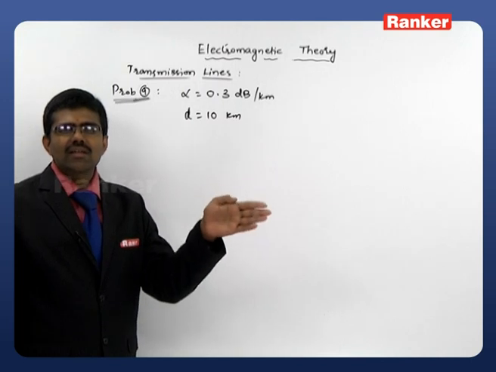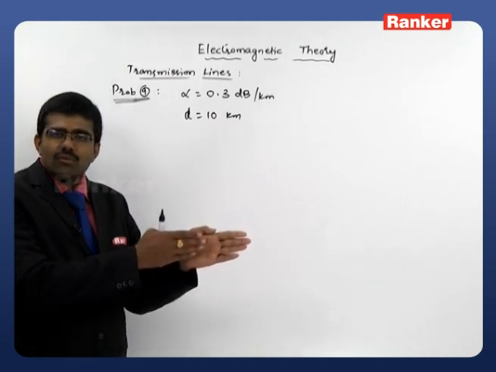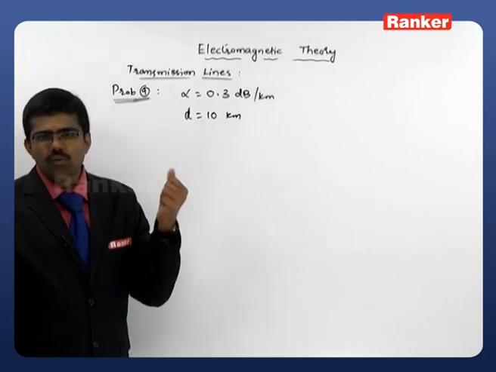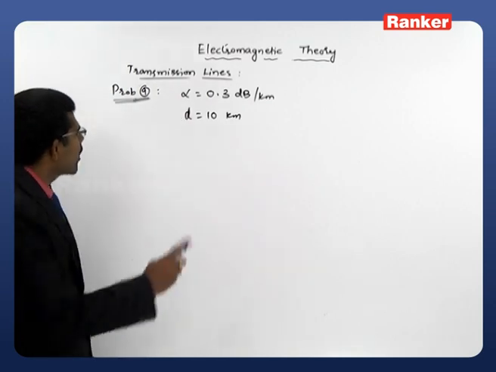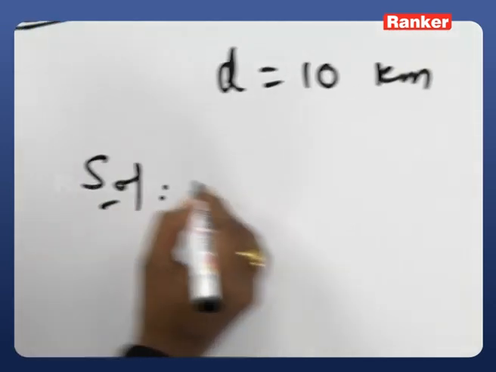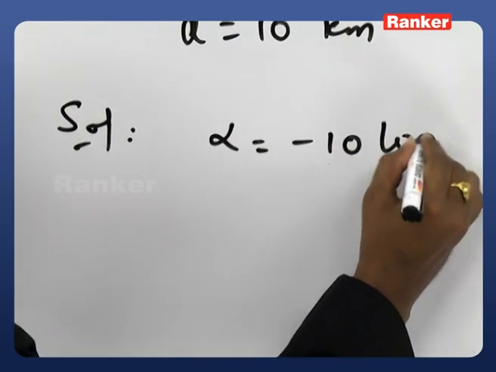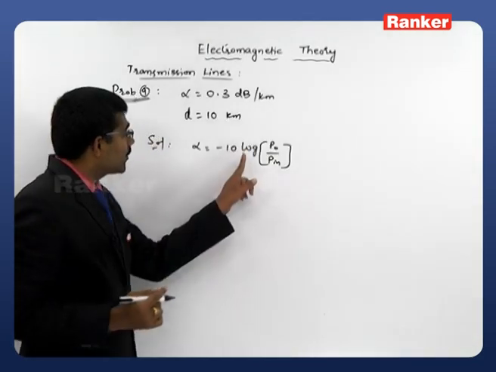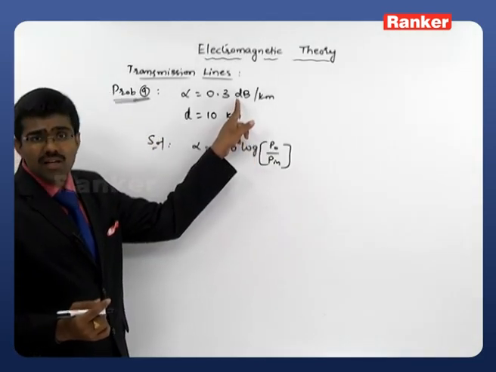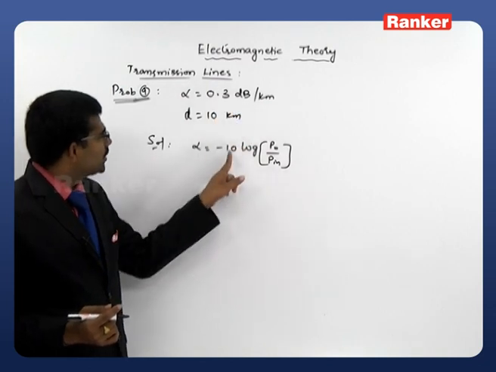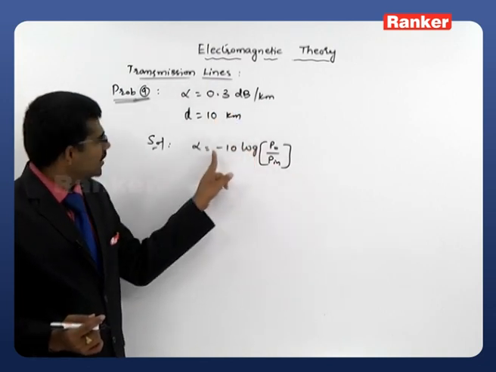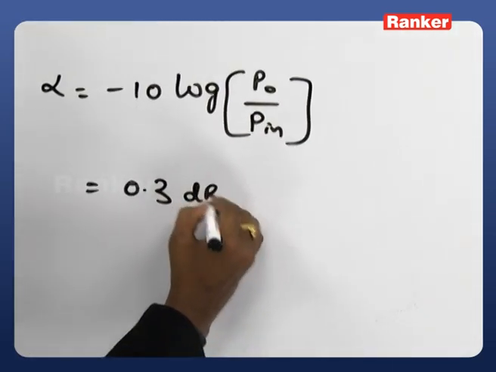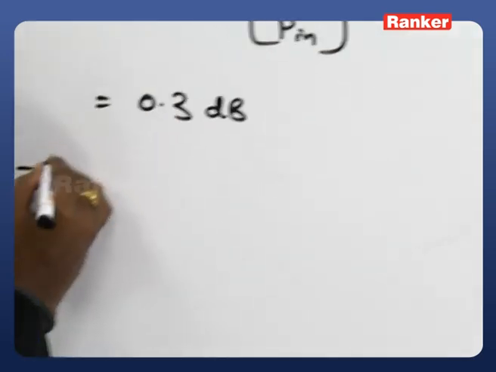Whenever the signal is applied at the input of our transmission line and has traveled for 10 kilometers, how much power can you observe? What is the fraction of that power we require? Very simple one. Just observe the formula for alpha: alpha is equal to minus 10 log of P output divided by P input. Clearly remember, I am considering it in decibels because alpha is given in decibels. Since alpha is given in decibels, I will consider the formula in dB, so I apply minus 10 log, which is equal to 0.3 dB. Just equate these two and you will get the answer.